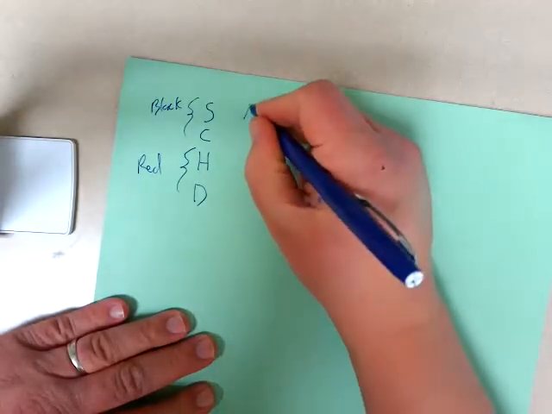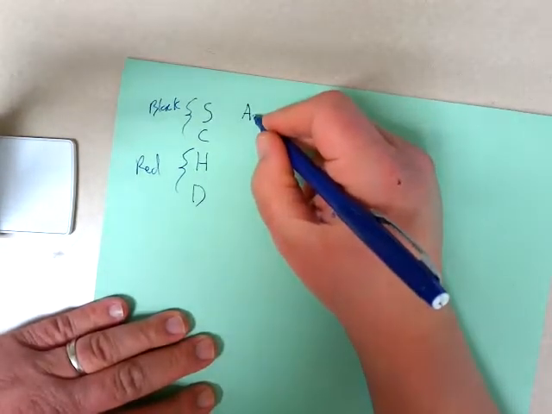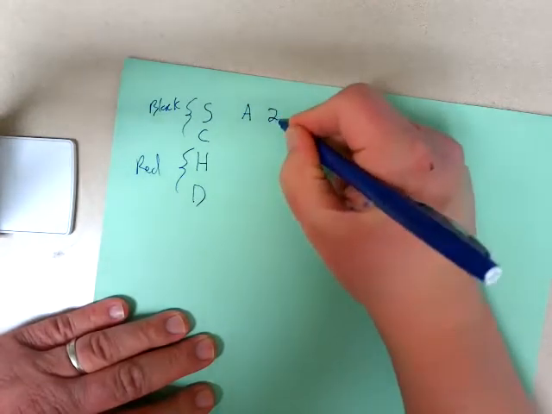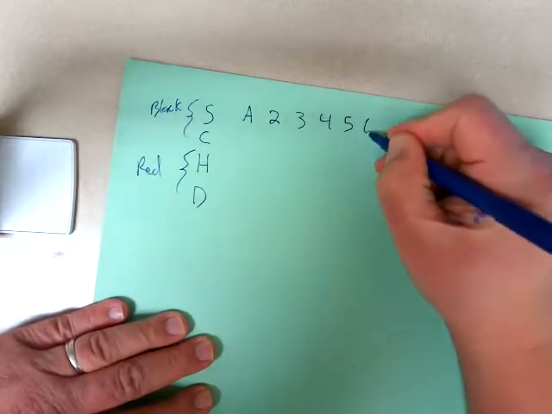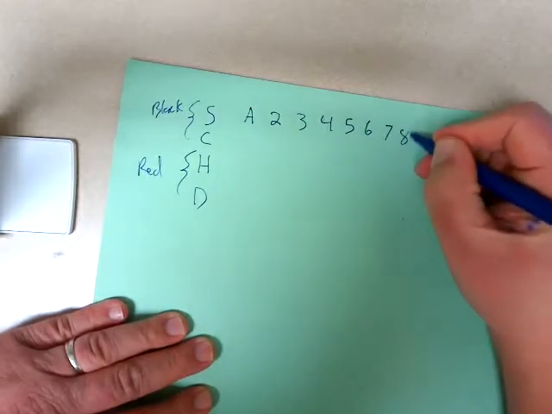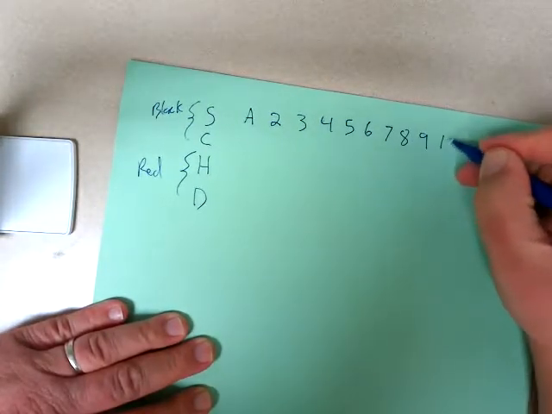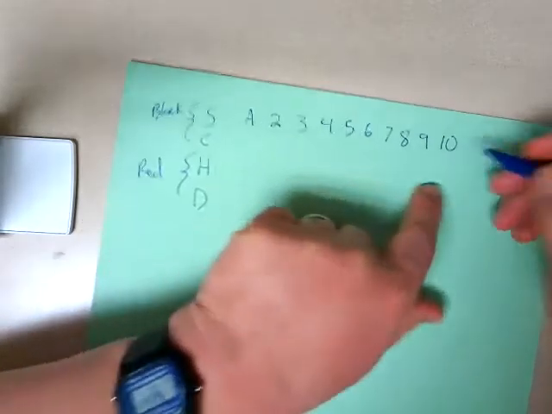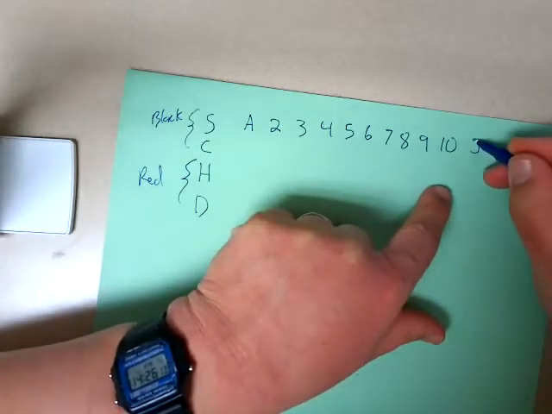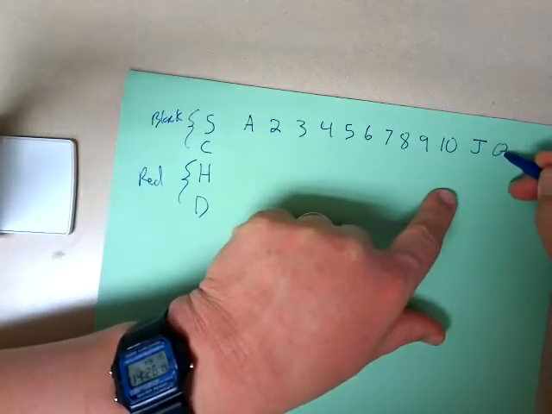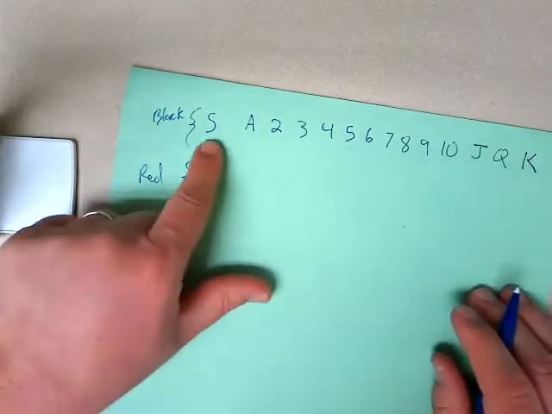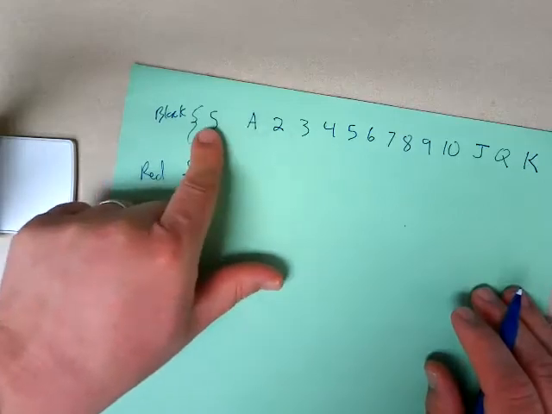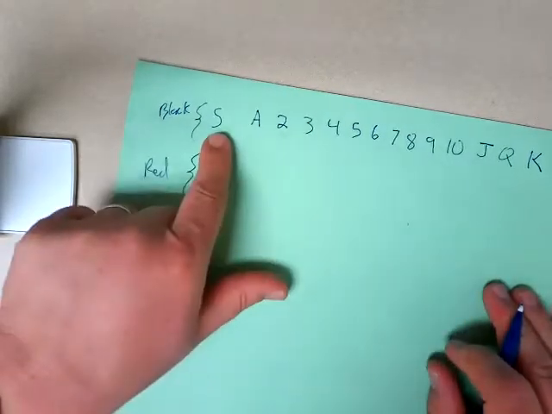Those cards are the ace through 10. So ace is like a 1. The deuce, 2, 3, 4, 5, 6, 7, 8, 9, 10. So you have like 1 through 10, but then you also have 3 face cards. Jack, queen, and king. So in other words, there's like an ace of spades, a 2 of spades, all the way up to a king of spades.